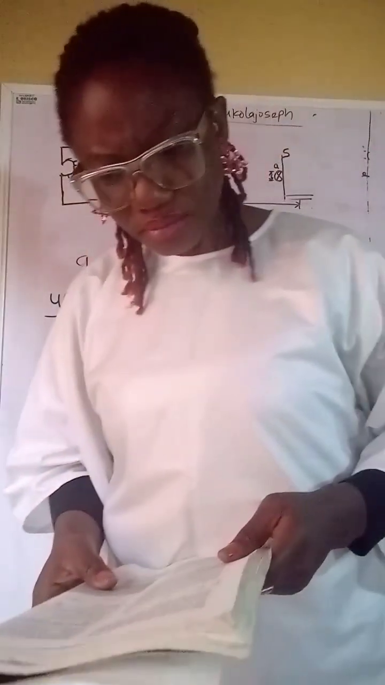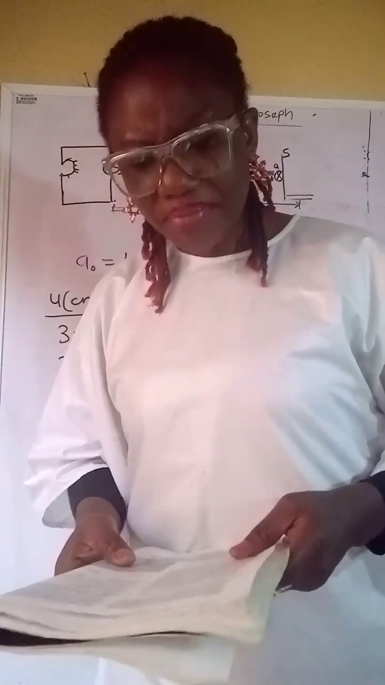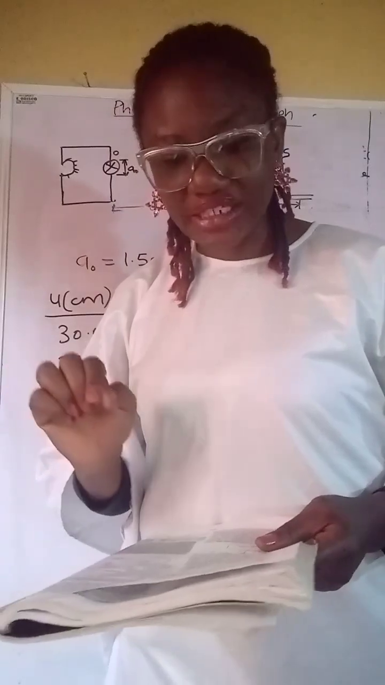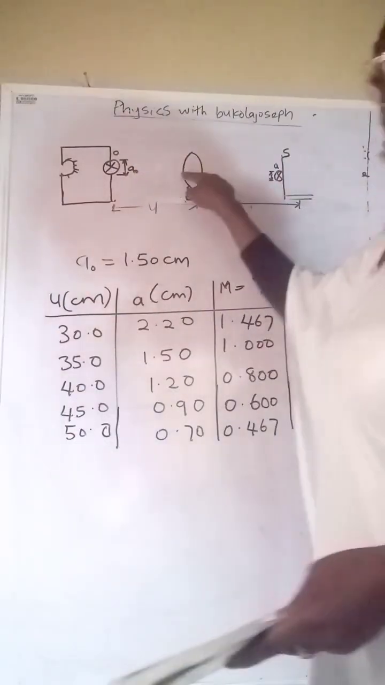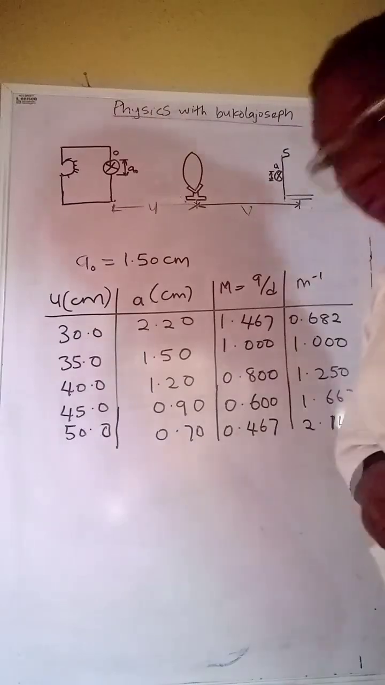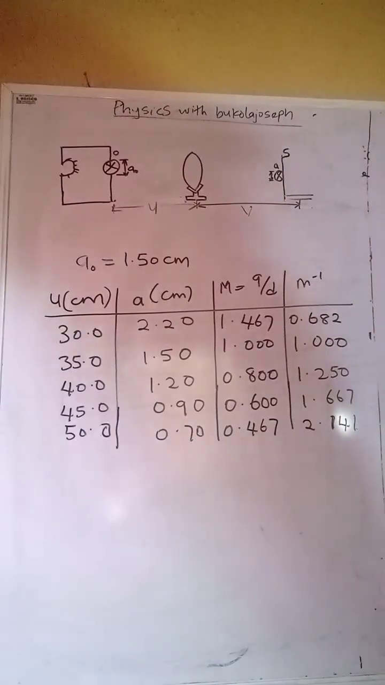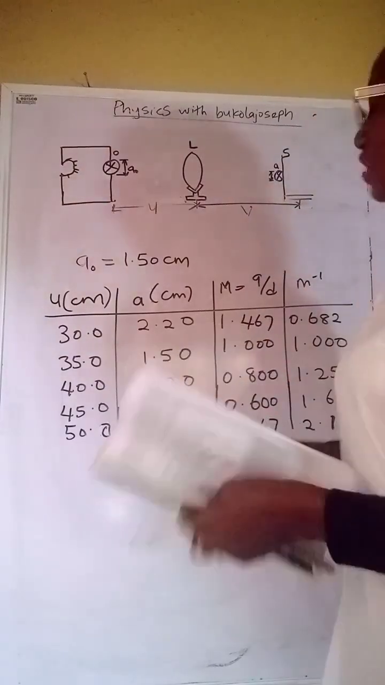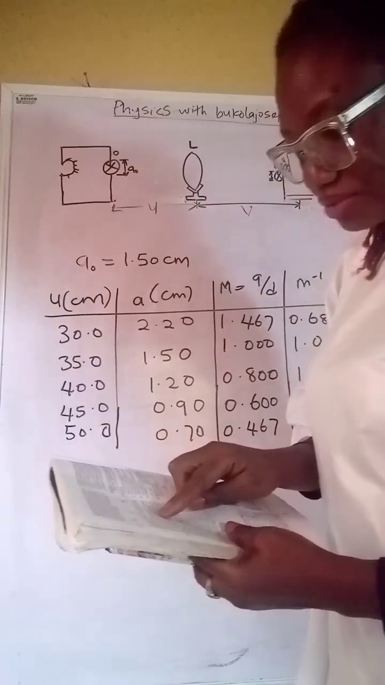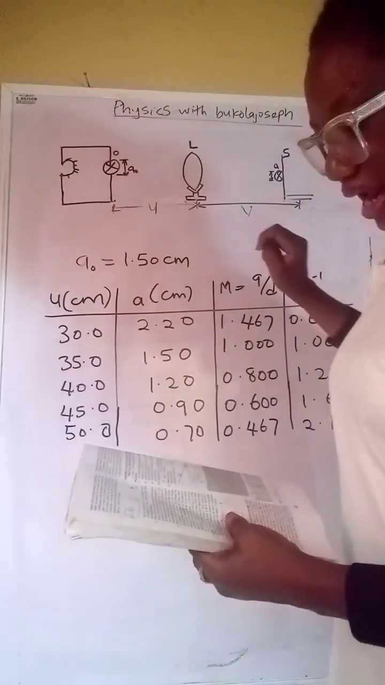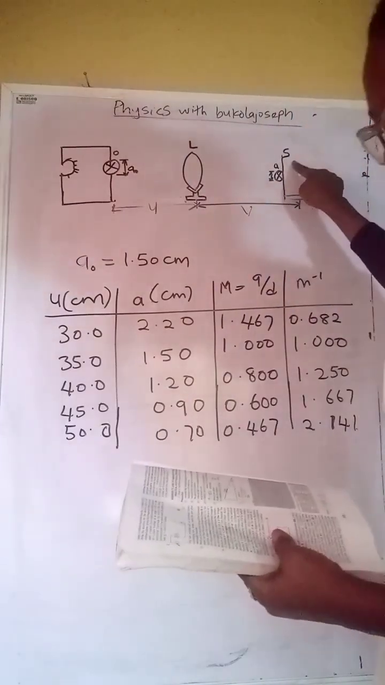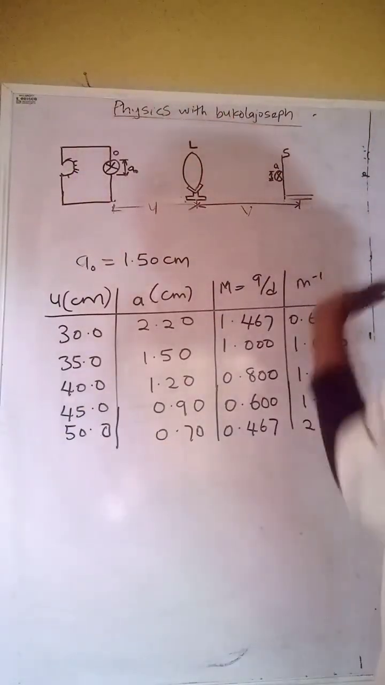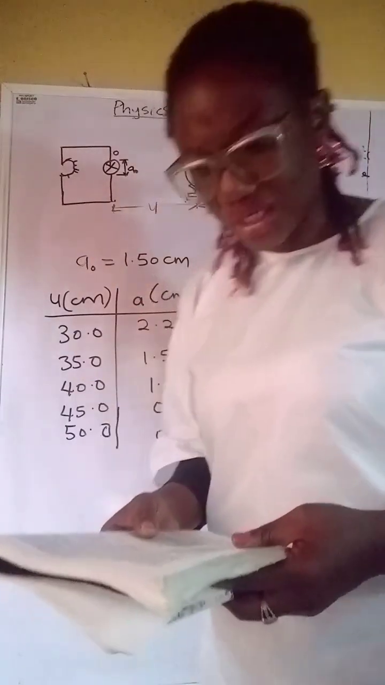Instruction 2 says, place the object O and the screen S on opposite sides of the converging lens L. This is our converging lens, though I didn't label it. Let me do that. This is the converging lens L, this is the object O, and this is the screen S on the opposite side of the converging lens. Let's go with the next instruction.